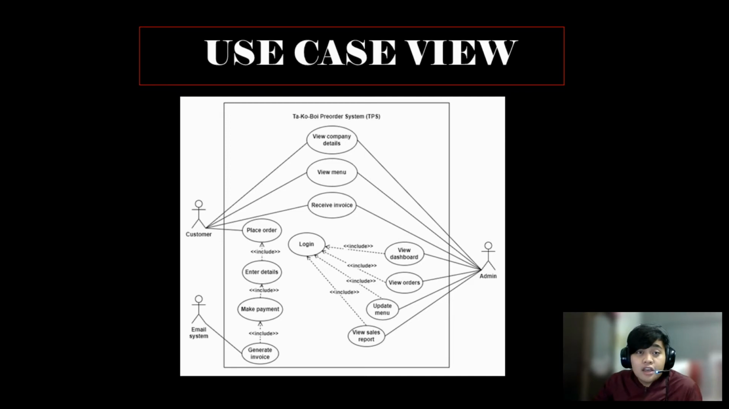Use case number 7 is login, that is especially for the admin, who needs employee ID and password to log into the website. Use case number 8 is view dashboard that is included with the login use case and enables the admin to view the dashboard. Use case number 9 is view orders that lets the admin view all the customer orders. Use case number 10 is update menu, where the admin will update the menu on the website if there are any changes on the web menu.